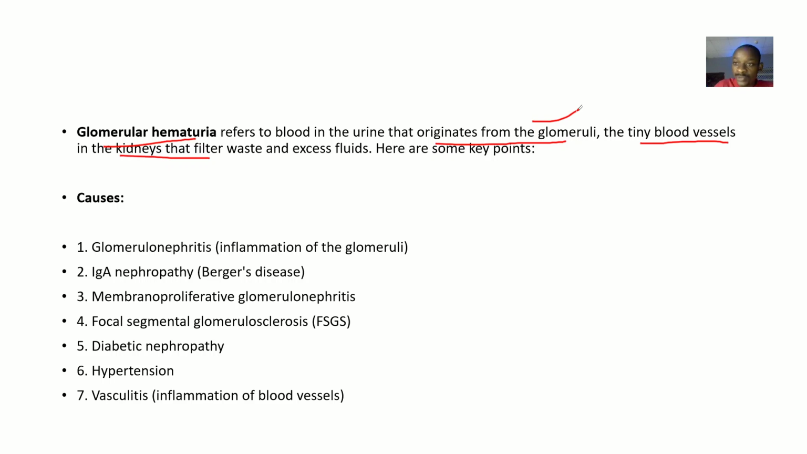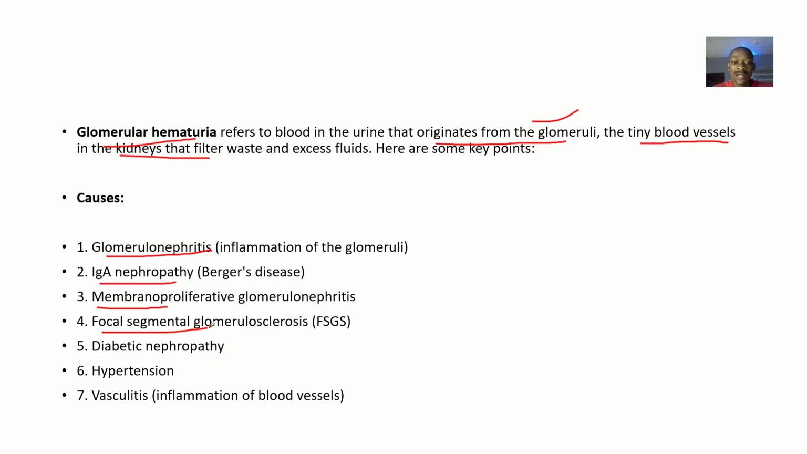So what could be the possible causes? It could be inflammation of the glomeruli, which is known as glomerulonephritis. If there's inflammation, it could affect the blood vessels, impair their membrane and cause some blood to leak out. Then it could be immunoglobulin A nephropathy, that's Berger's disease. It could be membranoproliferative glomerulonephritis.